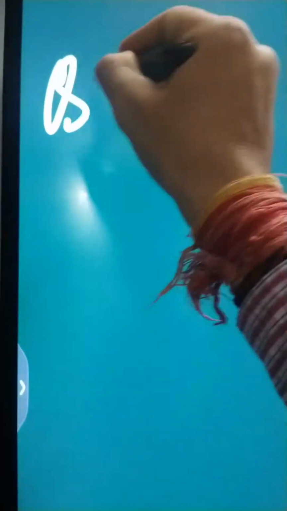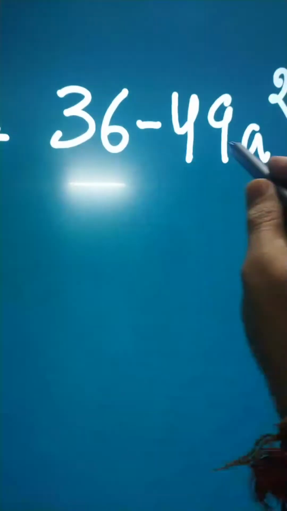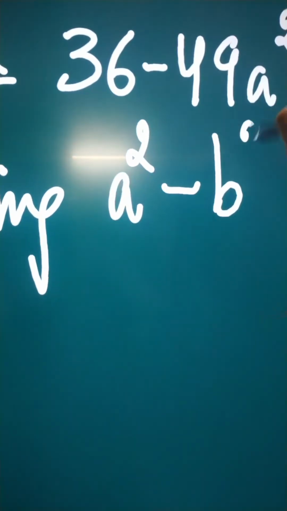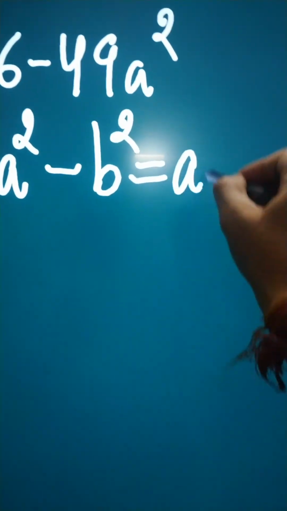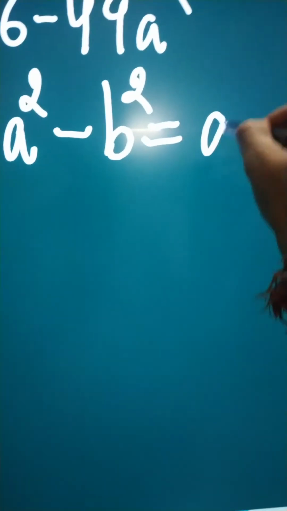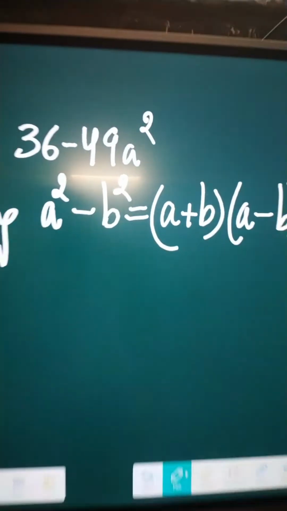Now K part. All the questions are coming out different. In K part it is given: 36 minus 49a square. Now this question resembles a formula. So I have to write it as a square minus b square, which is equal to a plus b, a minus b.